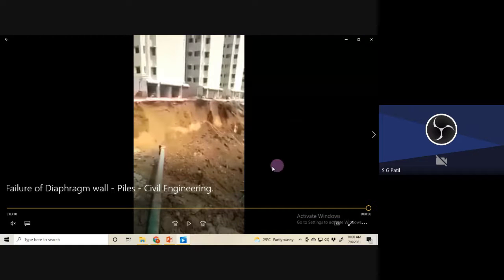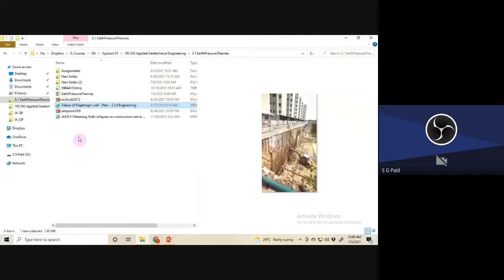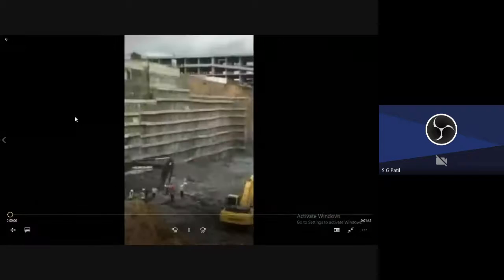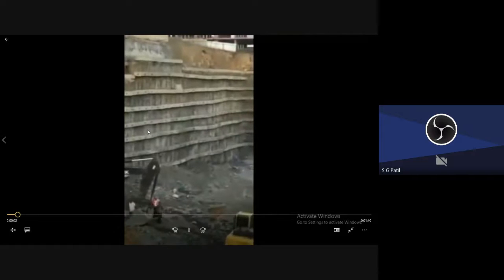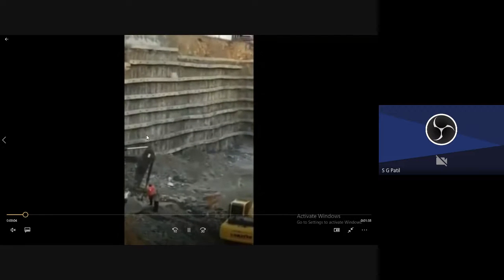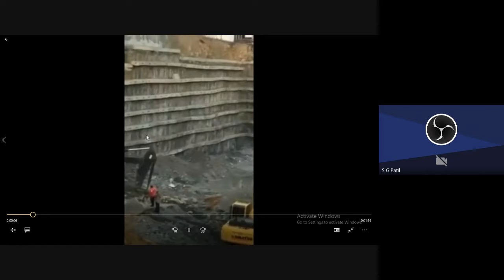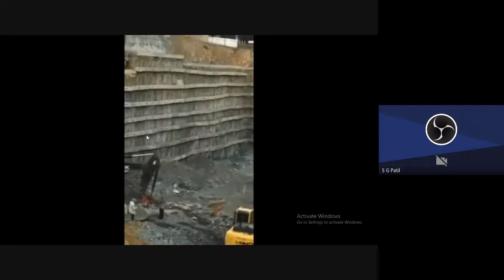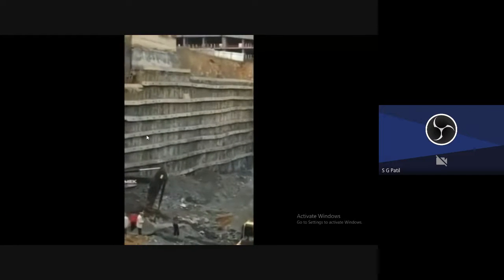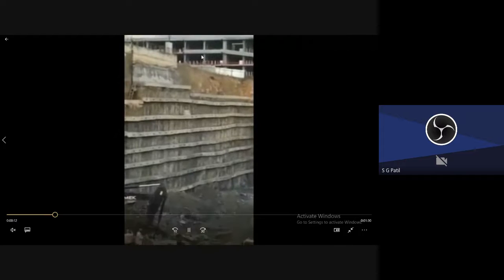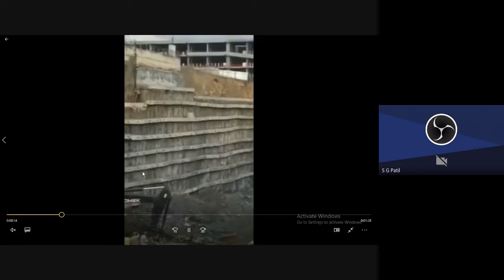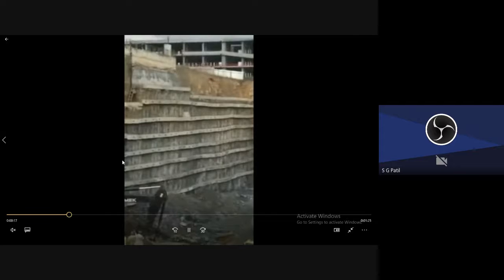So this happened in India. They have one more failure. This is another kind of retaining wall. Again, there are different types of retaining walls, which we are not going to discuss in this class, because that itself is a big topic. You just understand this is one kind of retaining wall.